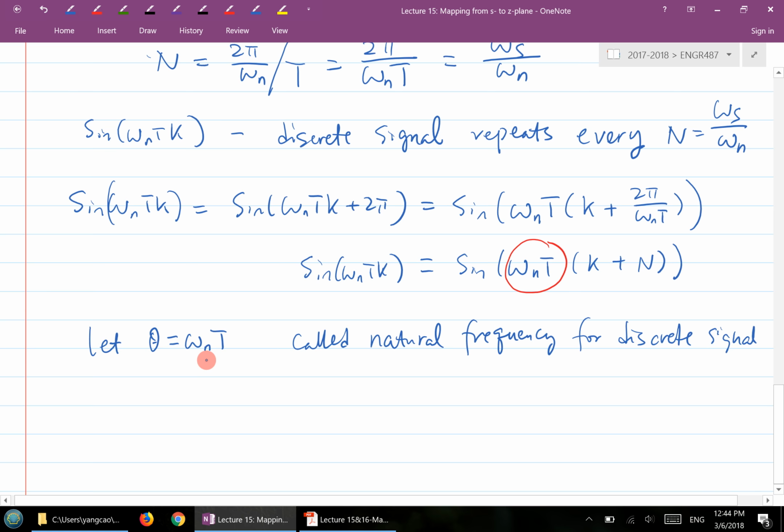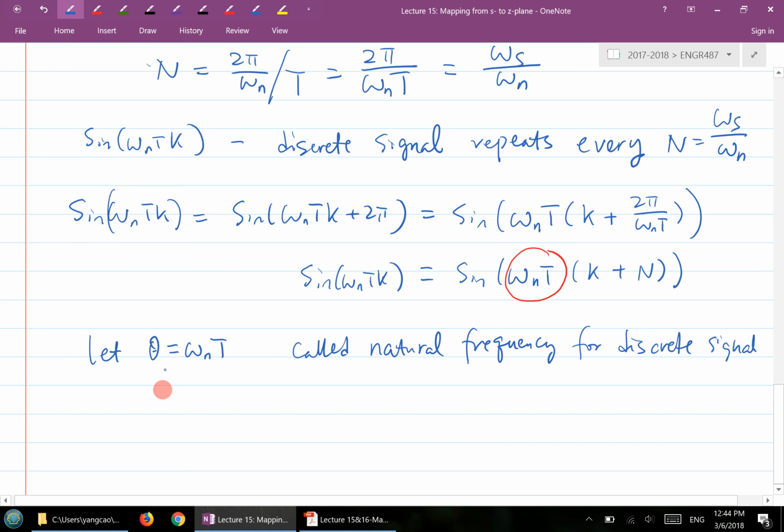The unit for this natural frequency is not radians per second anymore. It is radians per sample, and I'll show you what radians per sample means.